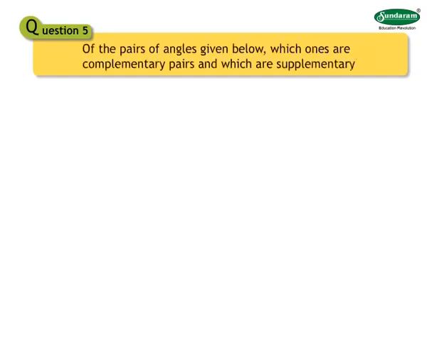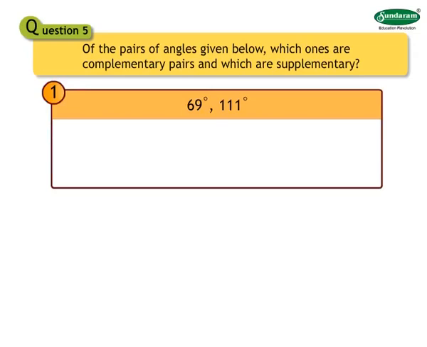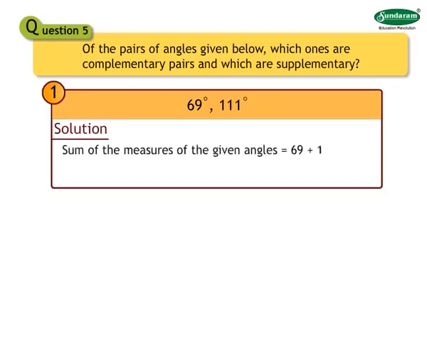Now let's solve a question related to complementary and supplementary angles. Question 5. Of the pairs of angles given below, which ones are complementary pairs and which are supplementary? Number 1. 69 degrees, 111 degrees. Solution. Sum of the measures of the given angles is 69 plus 111, which is equal to 180 degrees. Therefore, 69 degrees and 111 degrees are supplementary angles.